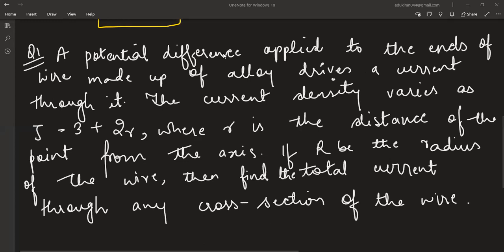See, it says a potential difference applied to the ends of a wire made up of alloy drives a current through it. The current density varies as J is equal to 3 plus 2r, where small r is the distance of the point from the axis. If capital R is the radius of the wire, now when you have curled it in the form of a circle, that radius is capital R. Now you have to find the total current through any cross section of it.